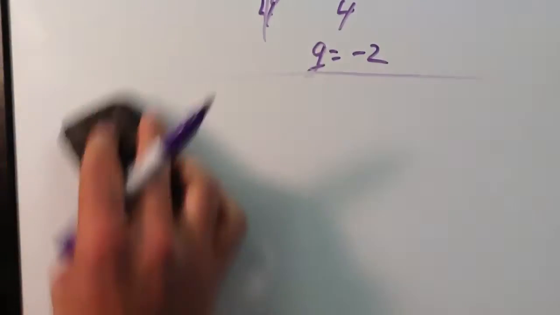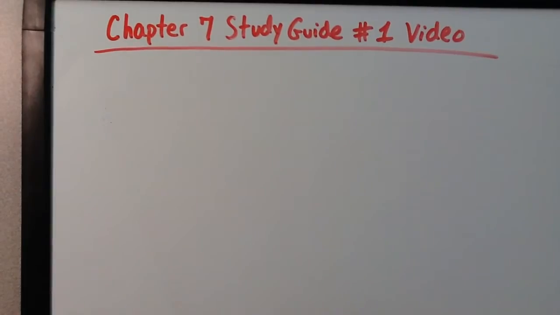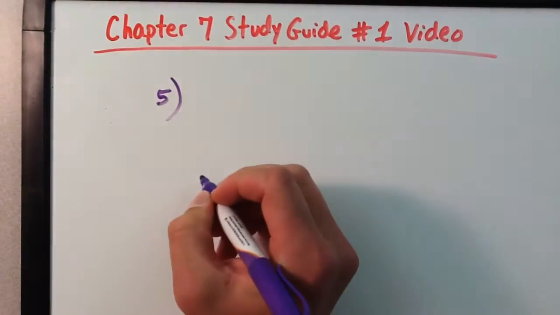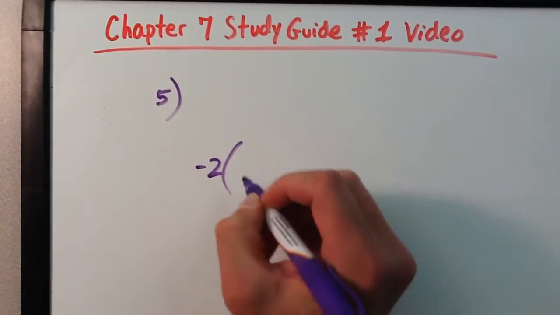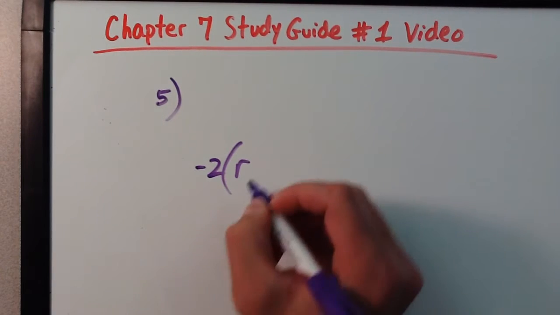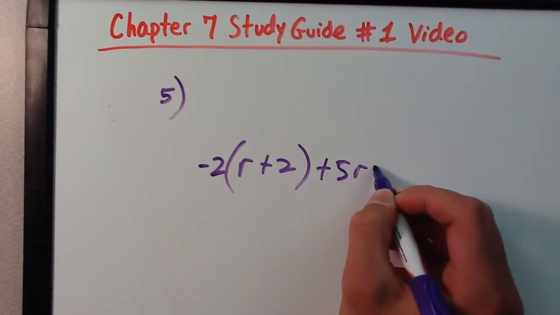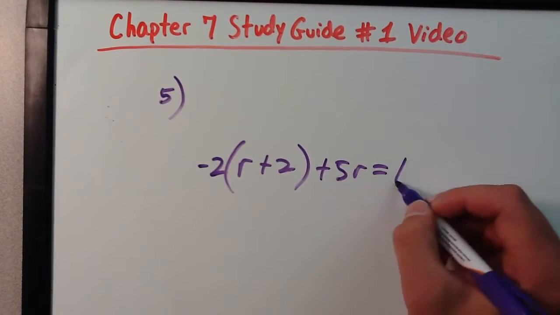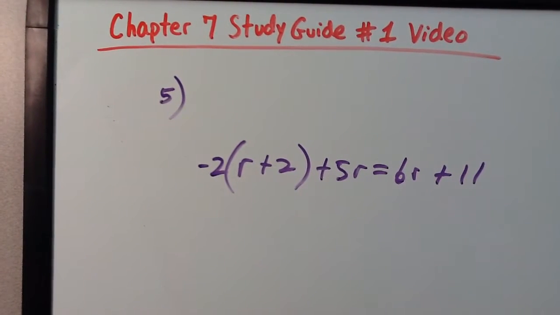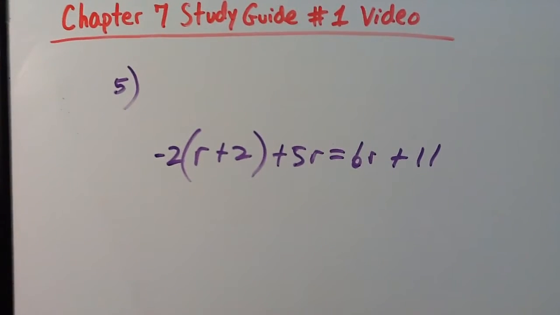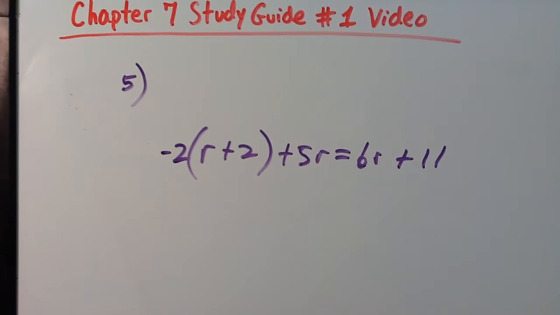Problem number 5. I simply need to solve the equation for the variable r. So my equation in number 5 is negative 2 times the quantity r plus 2, plus 5r is equal to 6r plus 11. I'm going to follow the 5 steps to solve equations. I can remember the 5 steps by the phrase, every cowboy gets nervous sometimes.